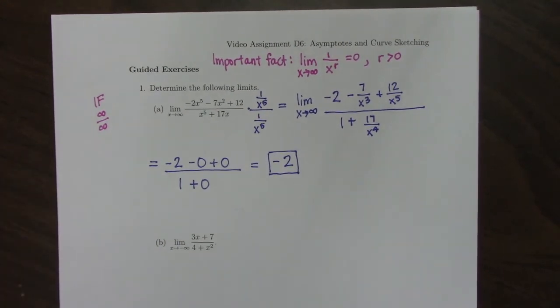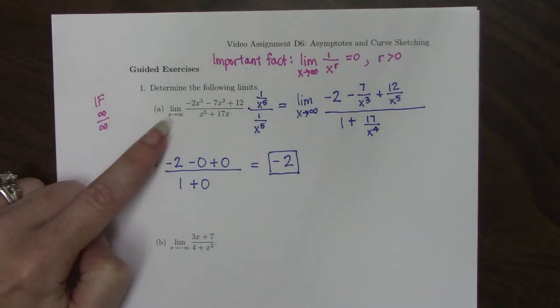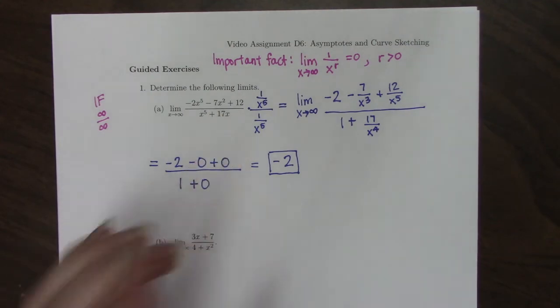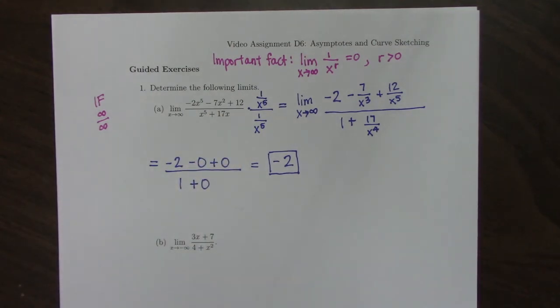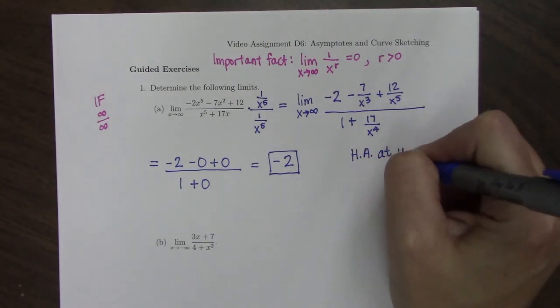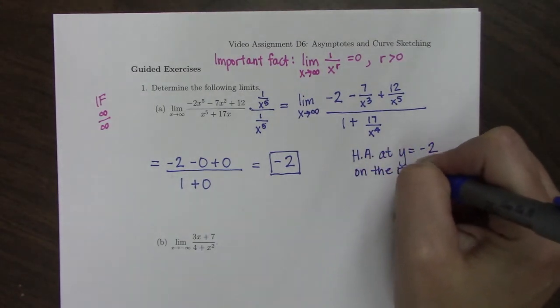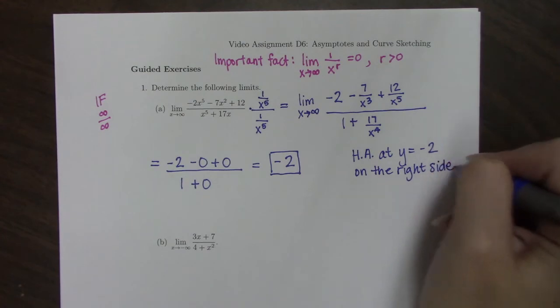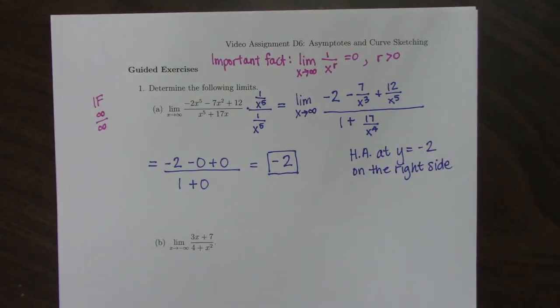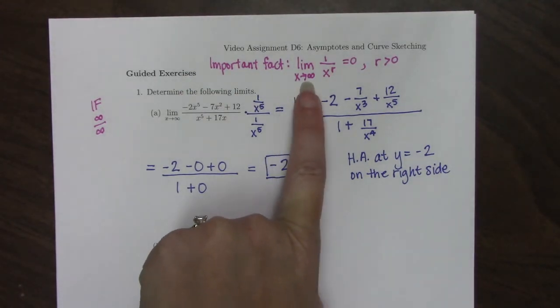If I wanted to interpret this answer, we now know that looking at limits to positive infinity tells me how this graph is behaving on its right side. So this graph would have a horizontal asymptote at y equals negative 2 on the right side. The right-hand behavior of the graph on its right edge is that there is in fact a horizontal asymptote. This special limit holds even when we're going to negative infinity.